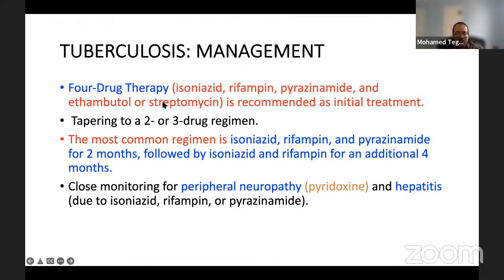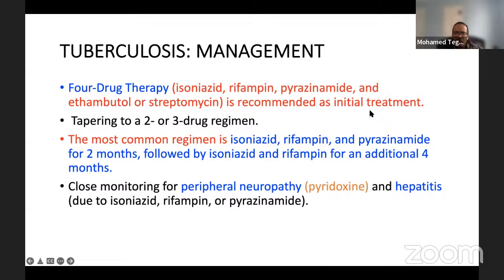Medical treatment for positive cases relies on multi-drug combination, mainly 4 drugs therapy, including isoniazid, rifampin, pyrazinamide, and ethambutol or streptomycin. These 4 antibiotics are required for the initial treatment, then usually taper to a 2 or 3 drug regimen to follow. The most common regimen would be isoniazid, rifampin, and pyrazinamide for 2 months, then followed by isoniazid and rifampin for an additional 4 months. That makes the full treatment period 6 months.